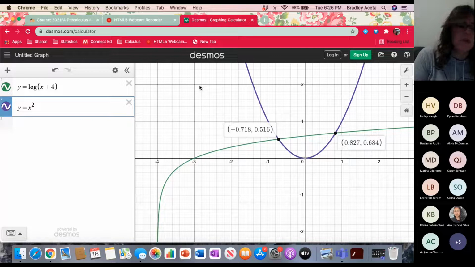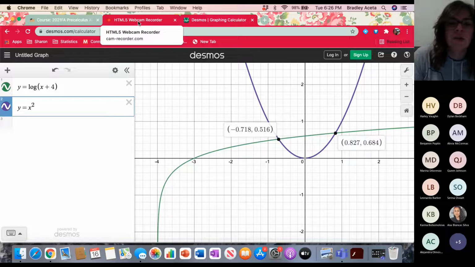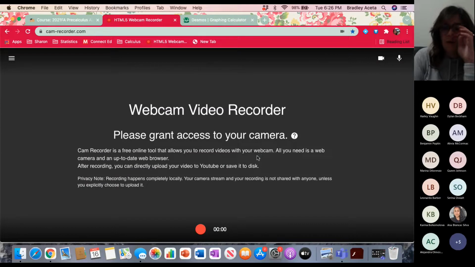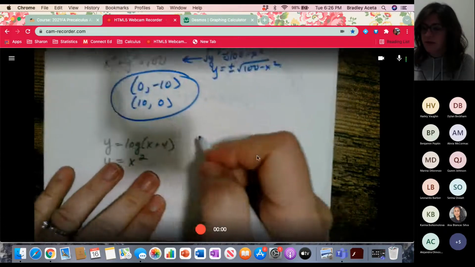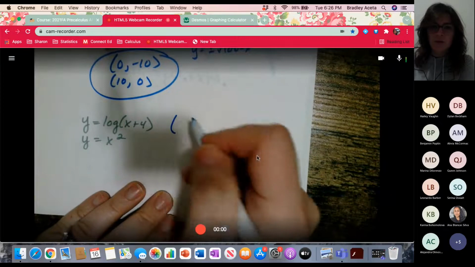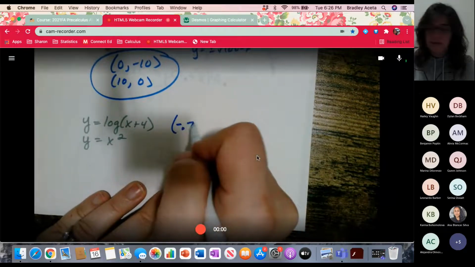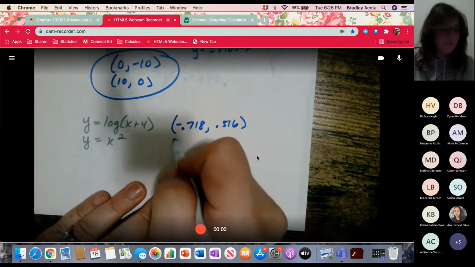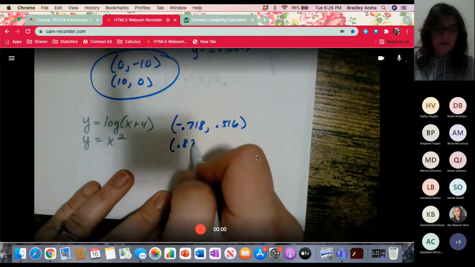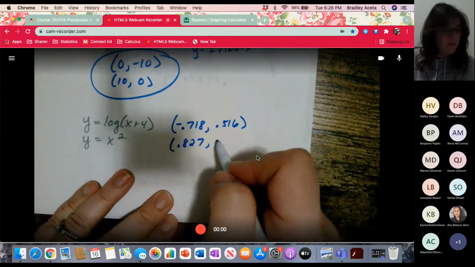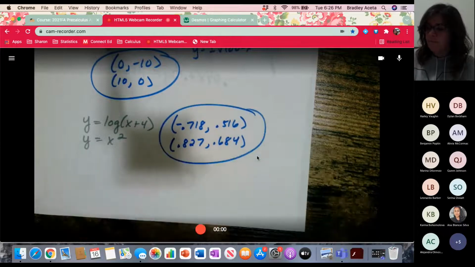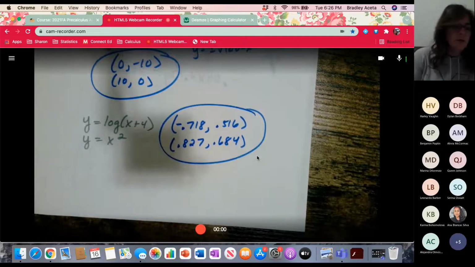I mean, that was just amazingly quick. In the calculator, you have to actually hit a sequence of events like second, calc, 5, enter, enter, enter, and then you have to move the cursor over. So I will say the superiority of Desmos for graphing is incredible. So again, those numbers were negative 0.718, comma 0.516, and then 0.827 and 0.684. And that's all you'll have to do.